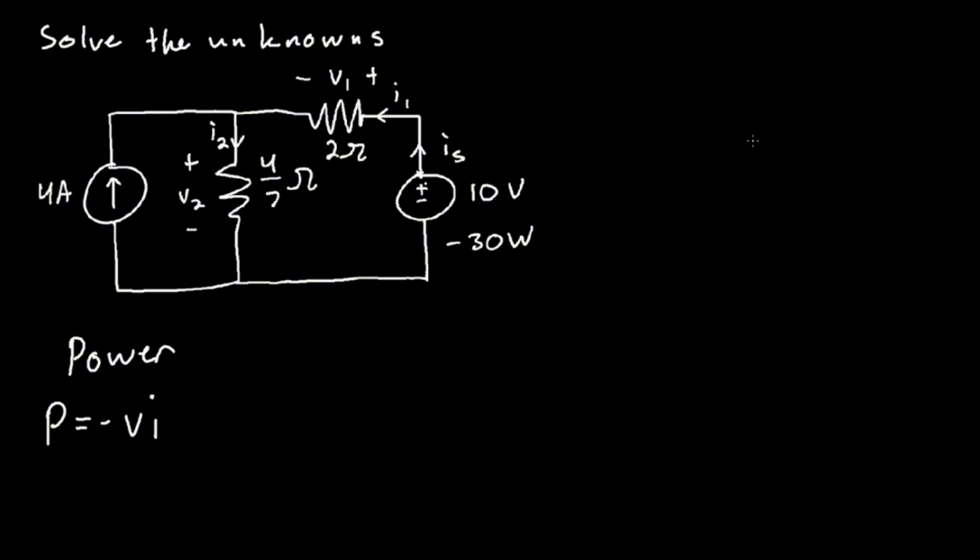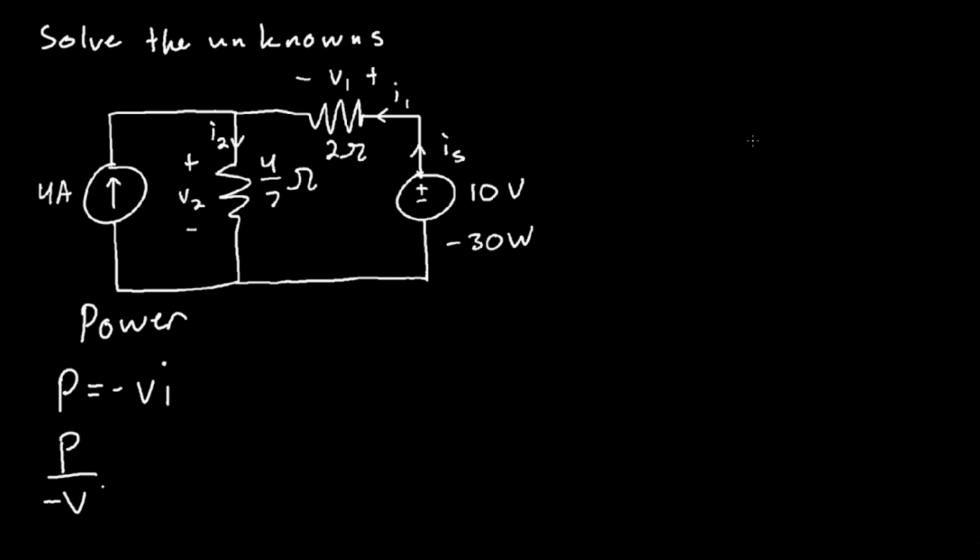Now, if current was going into the positive side of this element first, then it would just be positive voltage times current is equal to power. But in this case, not passive sign convention, I of S is going to be calculated like so. Well, in order to calculate I, we can isolate current, therefore power over negative voltage is equal to current. So the power in this case is negative 30 watts, and the voltage is 10. But we have to put negative 10 in this case. So that means current is equal to 3 amps.